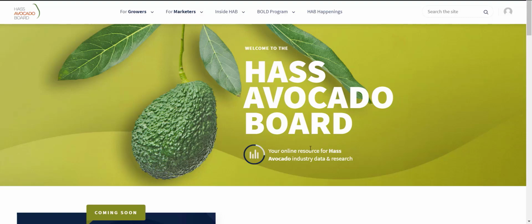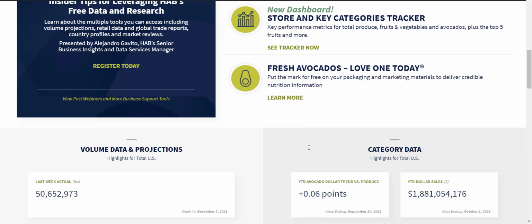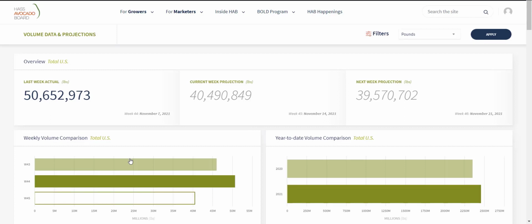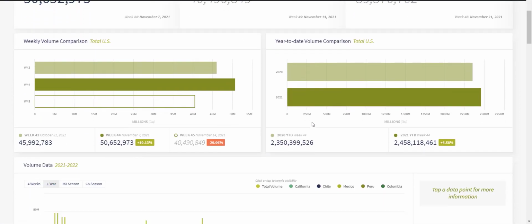Okay, so from the homepage, the volume and data projections highlights provides a weekly perspective of the current supply figures. Let's now go to the volume and data projection section by clicking on See Full Volume Data Dashboard. From here, you can obtain information on last week's actual volume, the current week's projection, and next week's volume projection. It provides a quick overview of what is expected within a 3-week time period.